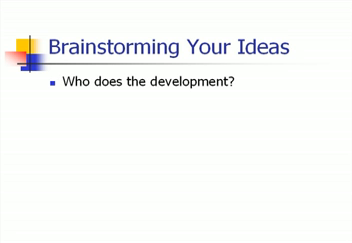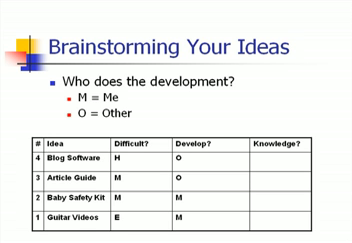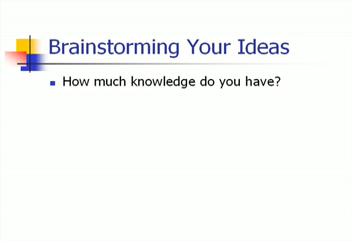Step 3 is develop. Next to each idea, place an O or an M in the develop column. This will reference who would be responsible to actually do the work for this idea. If you have skills to do the work and want to do the work, then put an M for me. If you don't have the skills or would prefer to pay someone to do the work, then put an O for others. Once you've finished this for every idea on your list, move on to the next step.